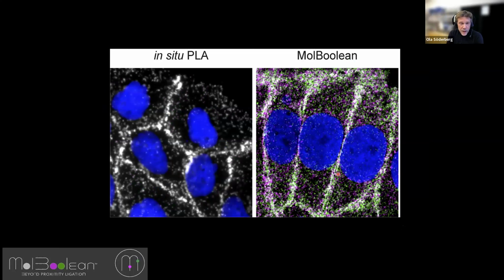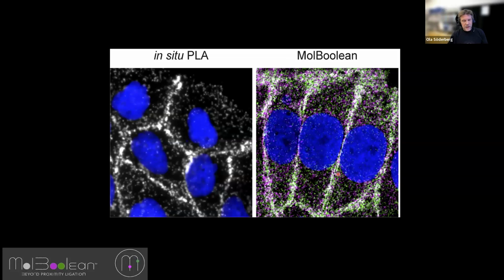So if you compare the 2 methods, both in situ PLA and MolBoolean will of course give information of how much protein interaction you have in a cell. But MolBoolean will also give you information of how much of the two different proteins are expressed in a cell. So you get to see the fraction of the protein involved in interaction. In this case, these two images are taken by different microscopes. The in situ PLA is with epifluorescence and the MolBoolean with confocal.